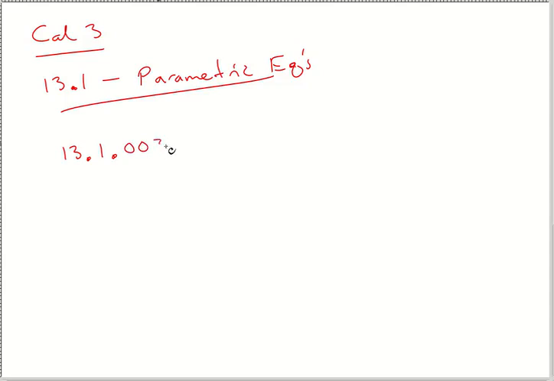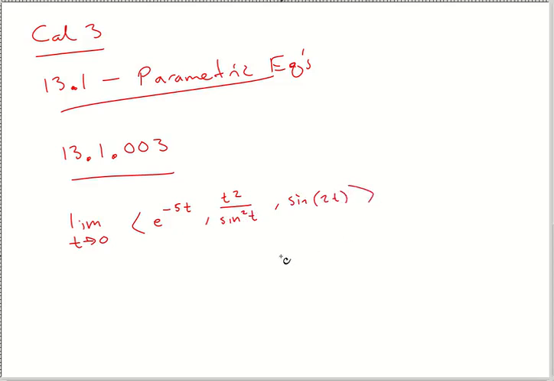So let's start with 13.1.003. First off they say, find the limit as t goes to 0 of this vector: e to the negative 5t, t squared over sine squared of t, and then finally sine of 2t. I think on the homework they use the i, j, k notation, but either way it's not a big deal.